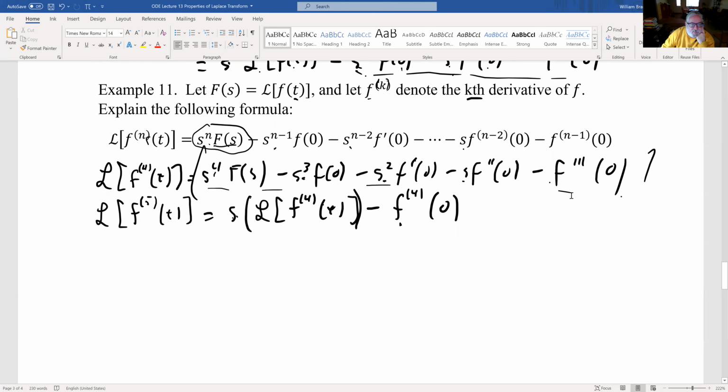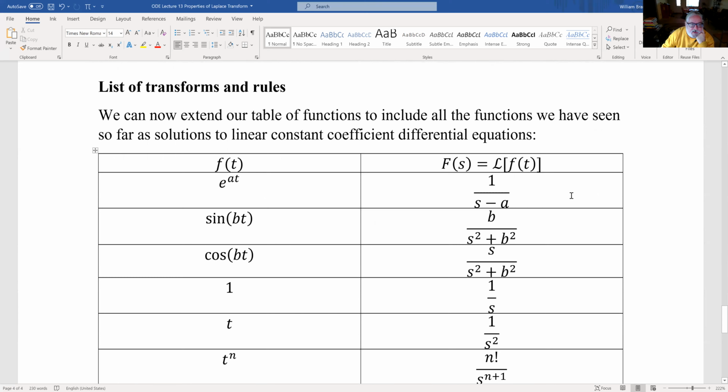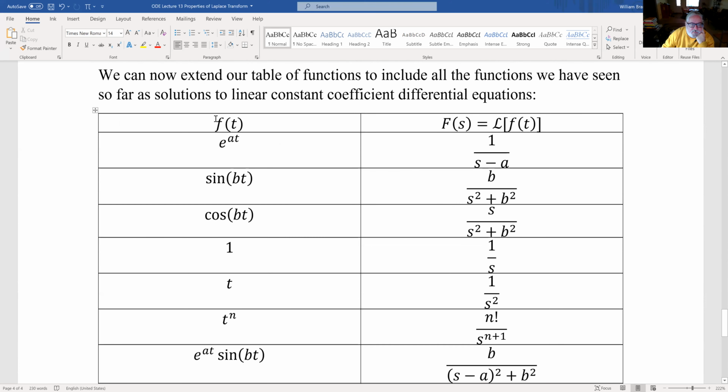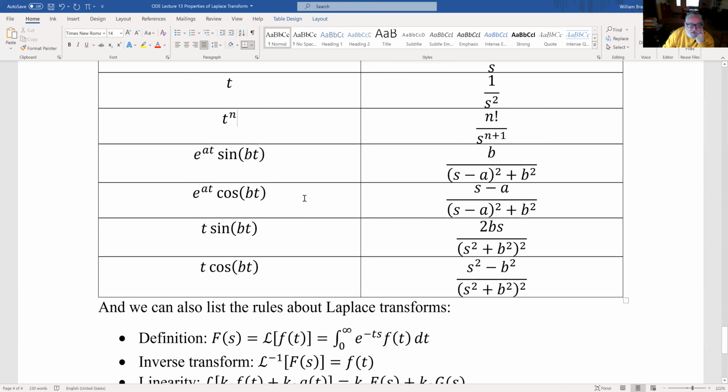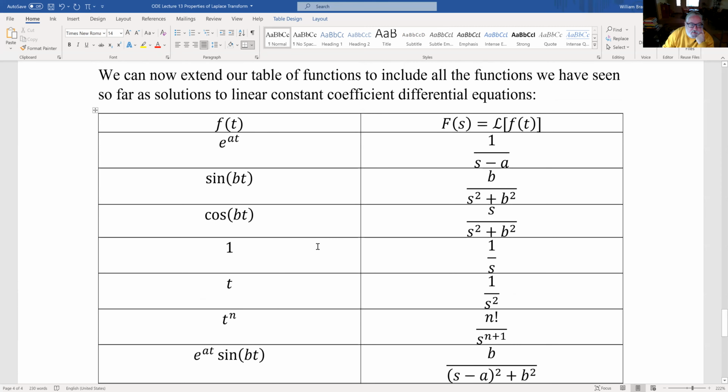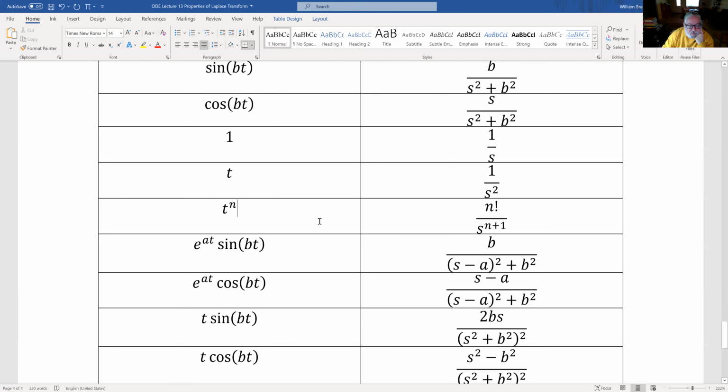So that's the derivation of all the formulas that we're actually interested in. Here's the giant list of transforms. Here's a function, here's its Laplace transform: e to the at, sine bt, cosine bt, 1, t to the n, e to the at sine bt, e to the at cosine bt, t sine bt, t cosine bt. This is pretty much most all of the functions that we have seen, except for functions of the form t e to the at, t squared e to the at, etc., which you can figure out on your own if you need to.